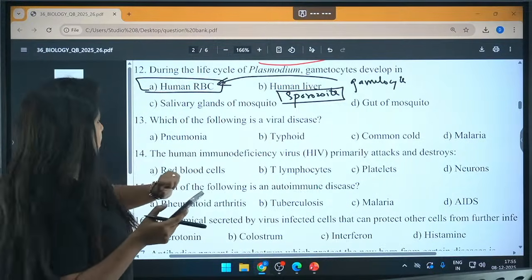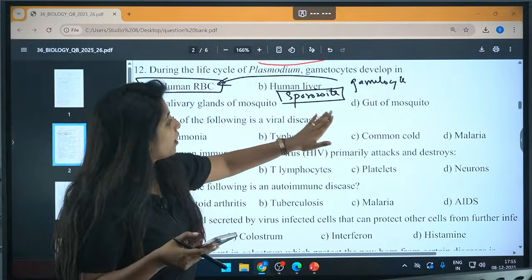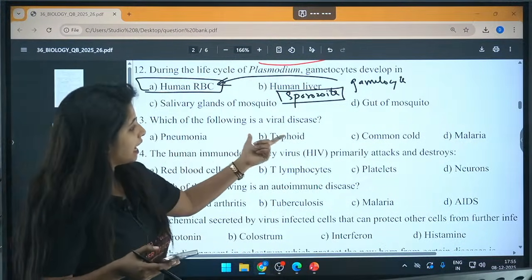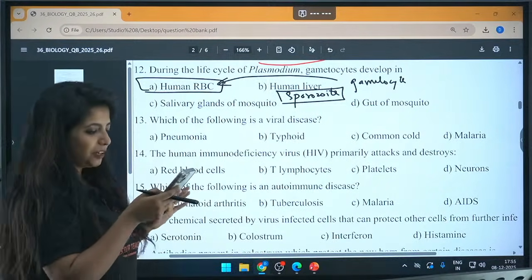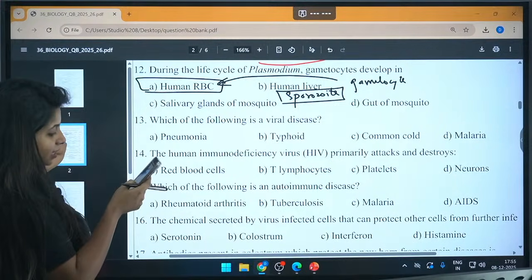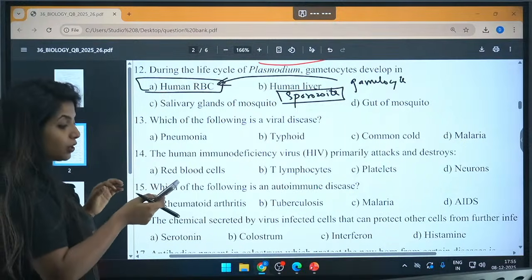Now question number 13. Try to solve this. Which of the following is a viral disease? Pneumonia, typhoid, common cold, or malaria. It's an easy question, right? So yes, Puttaraju says 13C, Mansi also says 13. Anyone else who wants to give the answer?